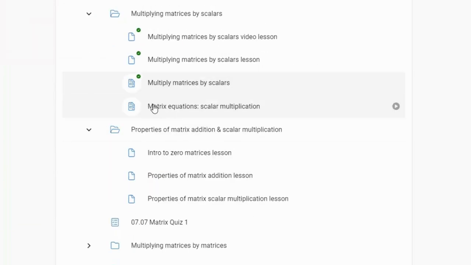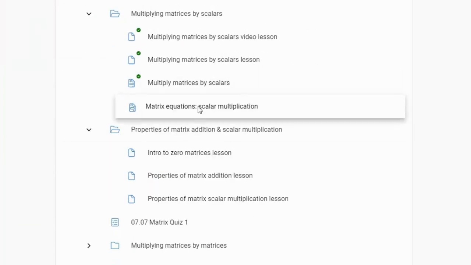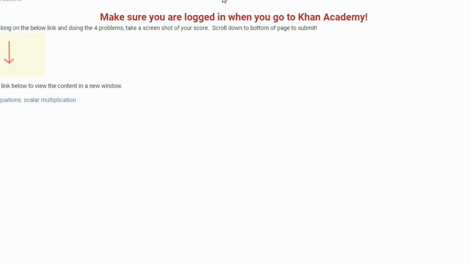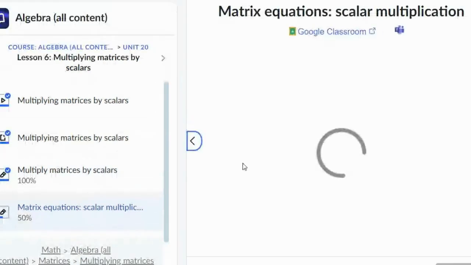Now we've got matrix equation scalar multiplication. All right, let's see. This one, like the one last week, is the other assignment I have found that has not been working all the time. Now, it is working for a lot of students, but not everybody. So we'll see if it's working today for us in class. Close that.